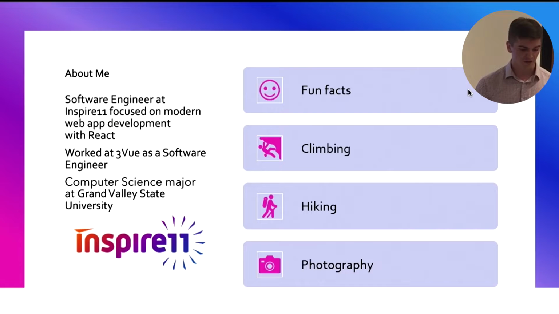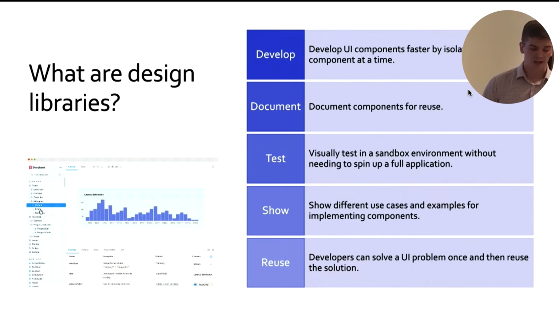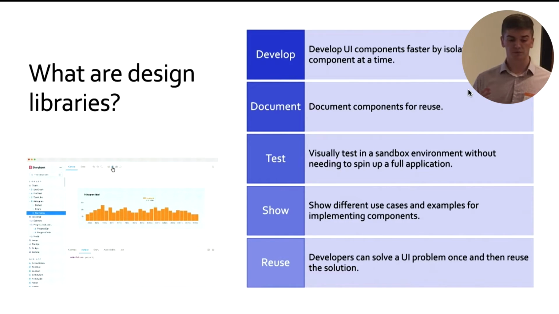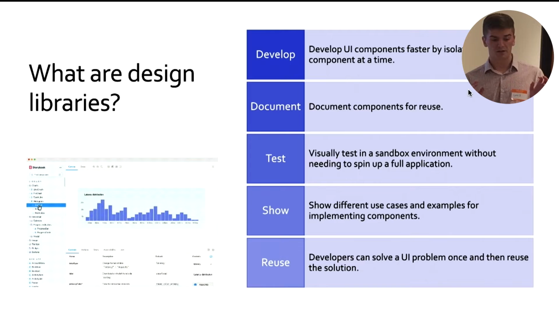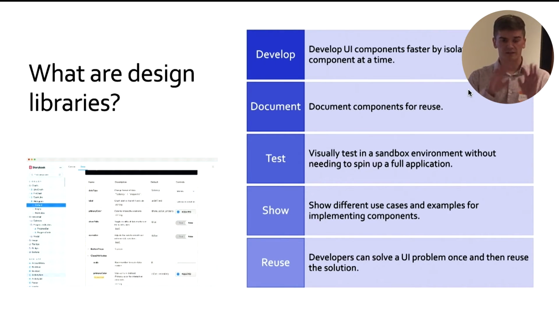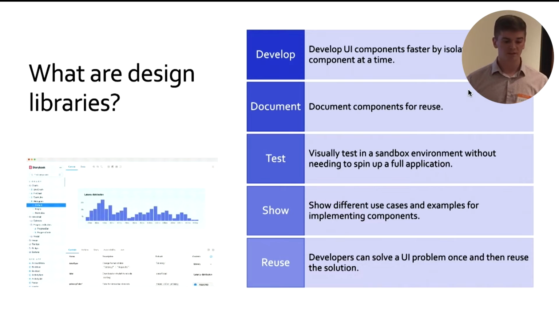So now let's go to the topic. What are design libraries? A design library is a group of components. So what's a component? A component can be a drop-down, it could be a chart. It's just something that makes up part of the website. What's useful about it is you have one place of truth for your component, and then it can live in all these different other web apps.